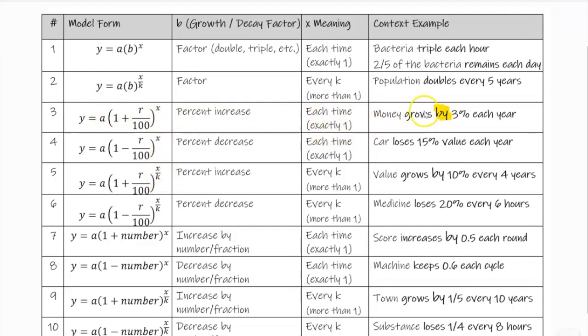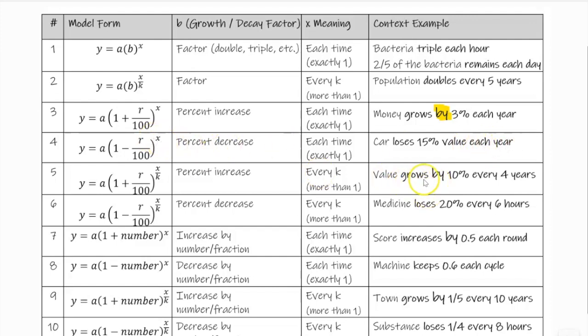Money grows. If it's growing by, that means 1 plus, and because I have a percent, 3 divided by 100. So you should have 1 plus 3 divided by 100. Because it says each year, each 1 year, it should just be X. Here, a car loses. If I'm losing value, it's 1 minus 15, because anytime there's a percent, you have to divide by 100. So 1 minus 15 divided by 100. Value each year, each 1 year, so my X is just X.